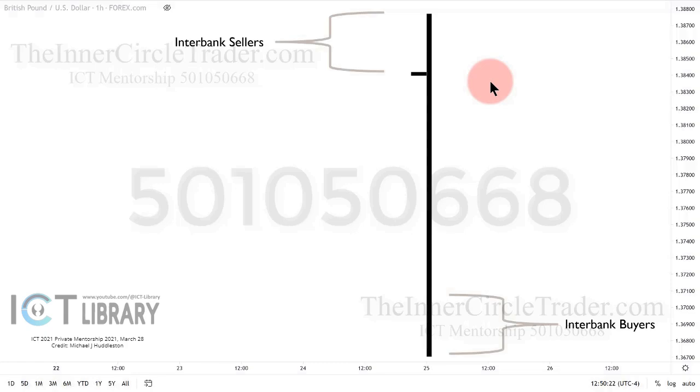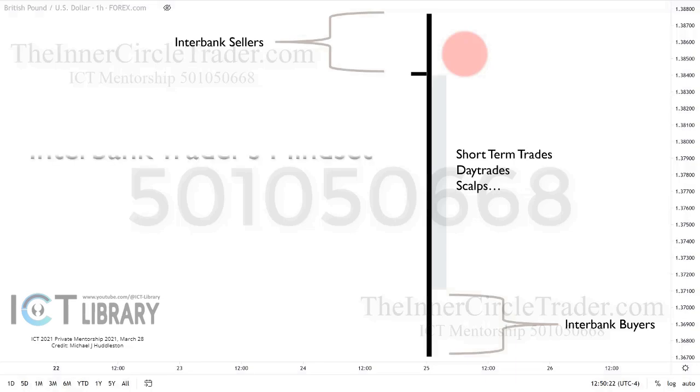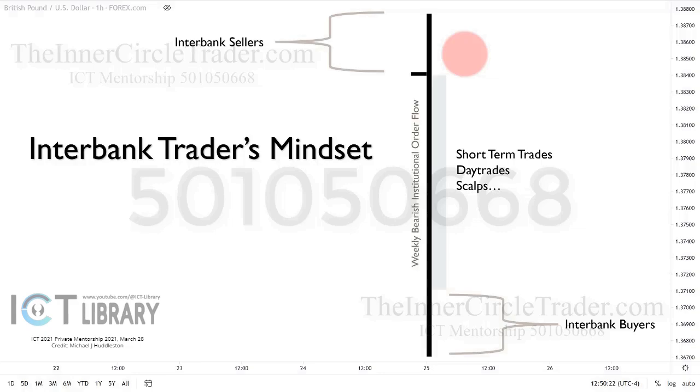And this is where interbank buyers step into the marketplace. They sell short up here, they ride all this out, maybe adding more along the way, and then they buy down here. Why are they buying? To collapse their shorts they have initiated up here. So the mindset of you as a trader should be that of trying to adopt the same mindset that interbank traders have, keeping that focus in that range right there on the premise of short-term trades, day trades, and scalps in that direction. Why? Because the interbank trader's mindset focuses on the weekly bearish institutional order flow.